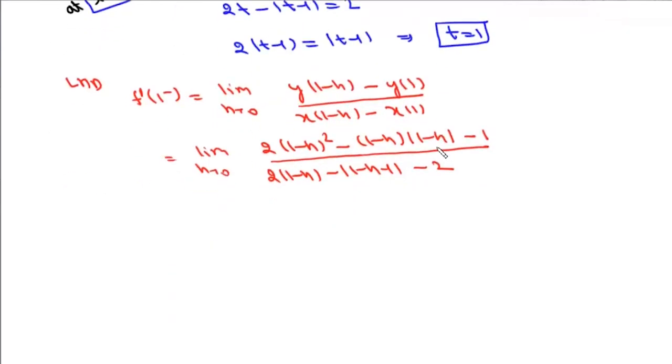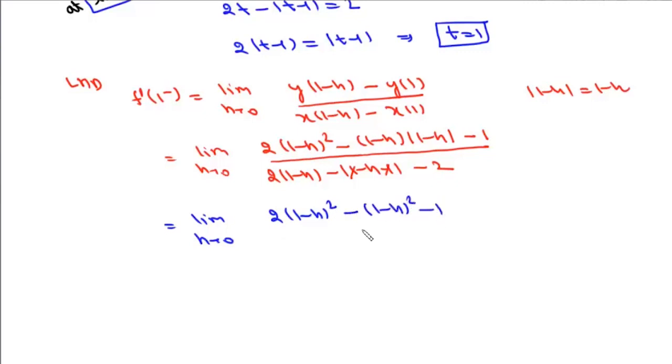Now, when h is greater than 0, mod of 1 minus h will be simply 1 minus h. And here, mod of minus h will be simply h. So we can write this as this limit h tends to 0. This is 2(1 minus h) square, and then minus (1 minus h) square minus 1 upon 2 into (1 minus h) minus 2.